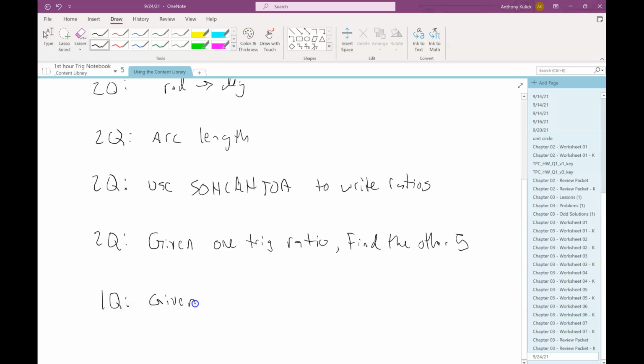One question where we give you a point on the terminal side of an angle. And then you'll want to find the 6 ratios.